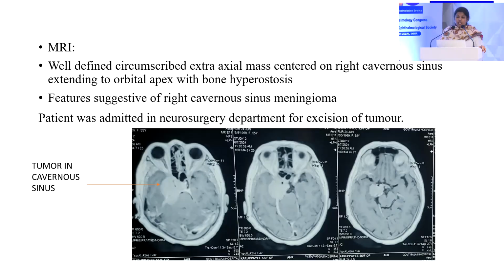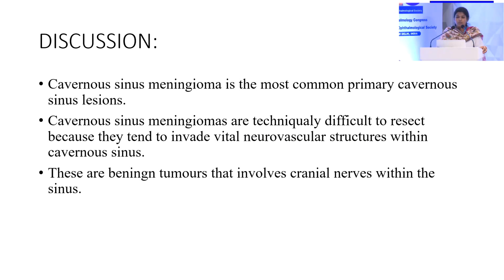On further MRI imaging, there was a well-defined circumscribed extra-axial mass centered on the right cavernous sinus, extending to the orbital apex with bone hyperostosis. It was a feature suggestive of right cavernous sinus meningioma, and the patient was admitted in the neurosurgery department for excision of the tumor. Here is a picture showing a tumor in the cavernous sinus, which was suggestive of cavernous sinus meningioma.